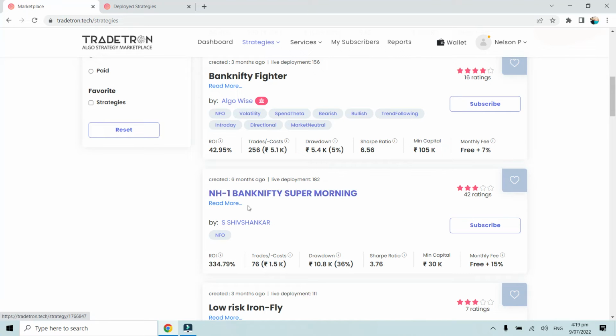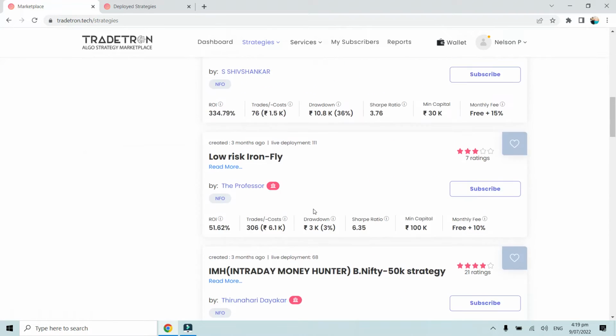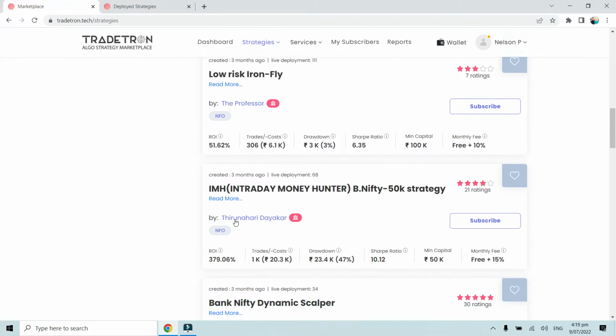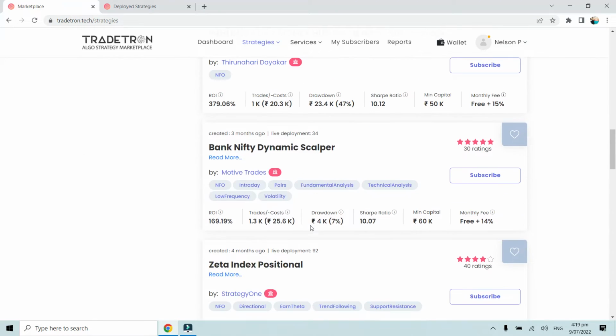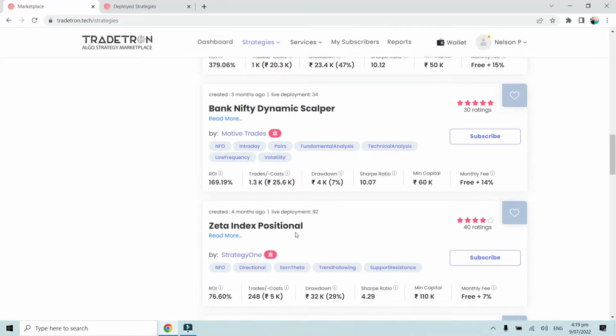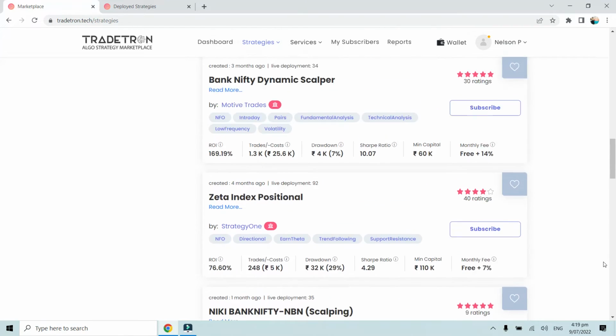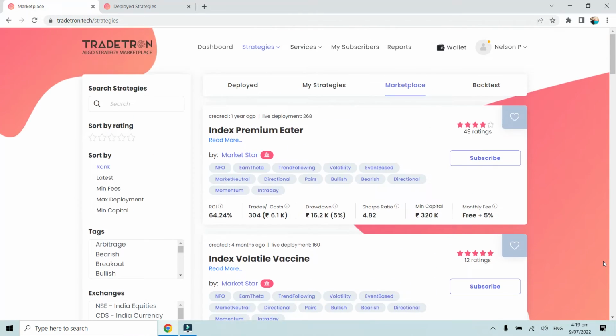As you can see, different strategies are created by different strategy creators, like Shiv Shankar, the professor, and this one created by Mr. Dayakar. You will find all of these strategy creators who have created strategies that they believe are performing well and can give good returns to clients. Now let's look at the different parameters mentioned here to help you make a better decision about which strategy to deploy.